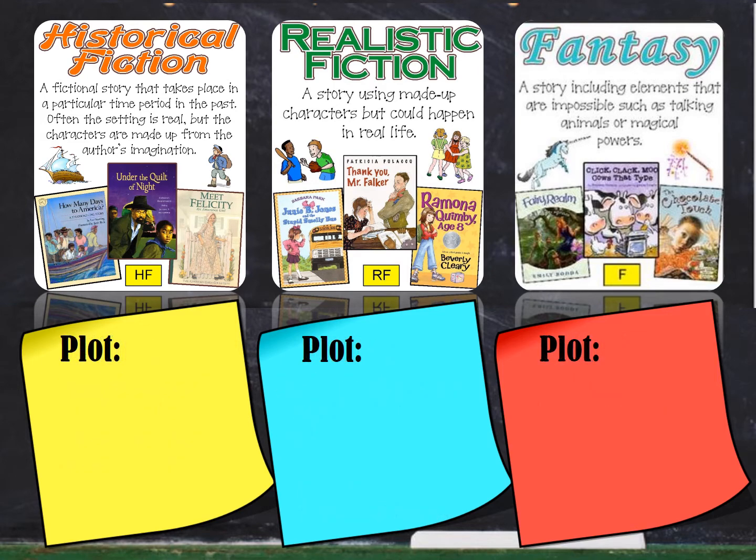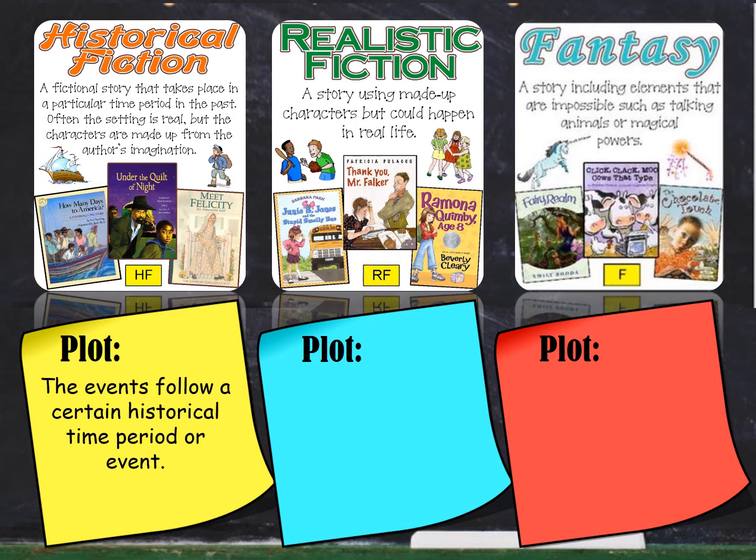Next, I want to compare the plot of these three genres in fiction. In historical fiction, the plot often follows events from certain historical time periods or events that really happened. For example, if you're reading a story about a certain famous person, oftentimes the author might put events that actually happened along with events that are made up.